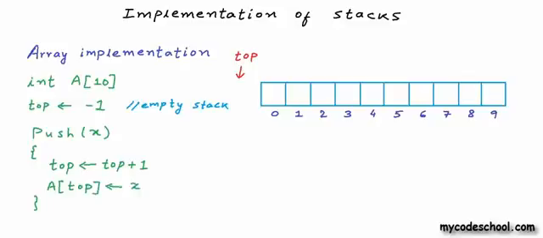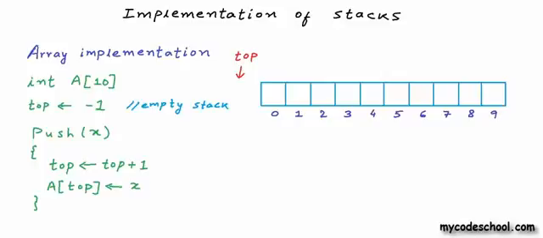Here we are assuming that A and top will be accessible to push function even when they are not passed as arguments. In C, we can declare them as global variables, or in an object-oriented implementation, all these entities can be members of a class. I'm only writing pseudocode to explain the implementation logic.